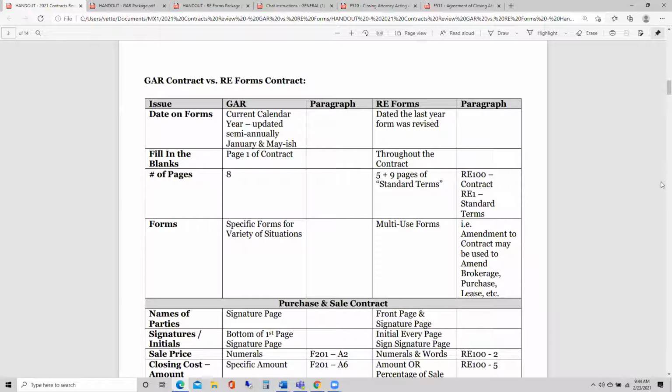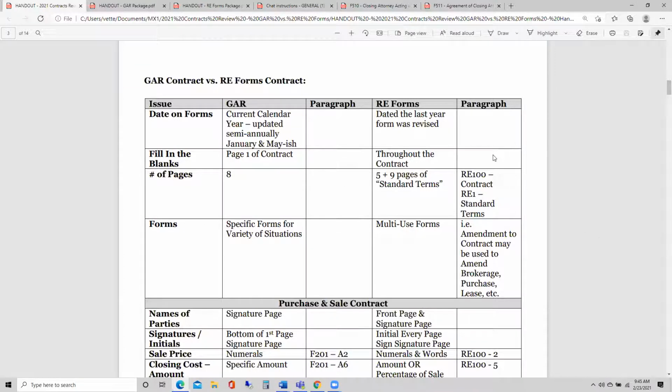The RE forms, they don't have any information like that at all in their licensing agreement. So you would just use whatever form is the last time it was updated, and you do not have to pay to have access and use the RE forms. Both of them you access somewhere, typically through your MLS service, or there are some software packages, but generally that's where you can access both sets of forms.